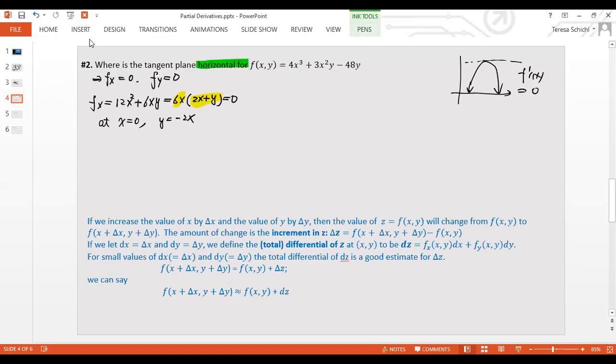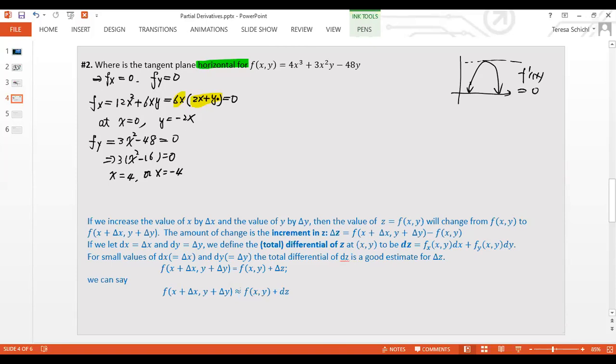Okay, so now in the same way, let's take a look at the partial derivative with respect to y. So this is 3x squared minus 48, correct? So minus 48, and I set it equal to 0. That means 3x squared minus 48 equal to 0. So I have x equal to 4 or x equal to -4 here.